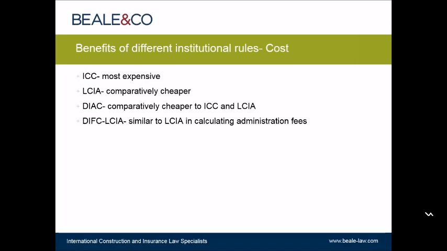So starting off with cost. The ICC is infamous for being the most expensive arbitration institution. Having said that, it has a reputation for being one of the best institutions, and this comes down to a number of factors, including the experience and qualifications of those who sit on the ICC court, and of course their scrutiny of final awards before they are issued. Under the ICC rules, an administration fee is payable at a percentage of the value of the dispute. The arbitrator's fees are calculated by reference to the time spent and the value of the dispute. An advance in cost is payable.